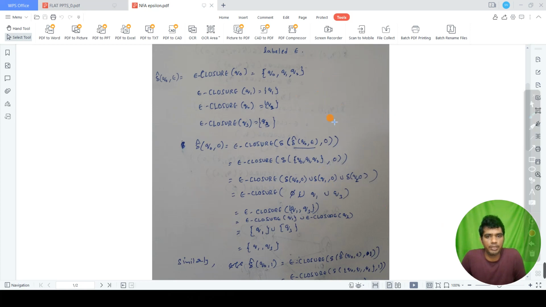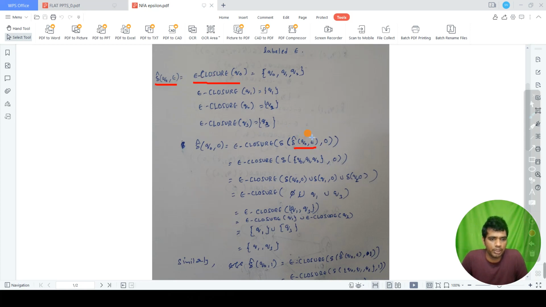So that means we repeat this step. Okay. So first thing is you need to compute e-closure. That means delta cap of Q naught comma epsilon. So we call this delta cap of Q naught comma epsilon is equal to epsilon closure of Q naught. Okay, so these two are same. E closure of Q naught and delta cap of Q naught and epsilon. So both are same.